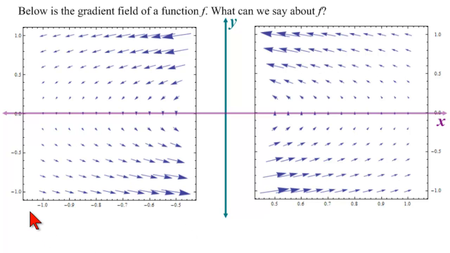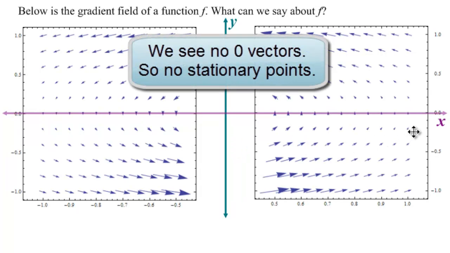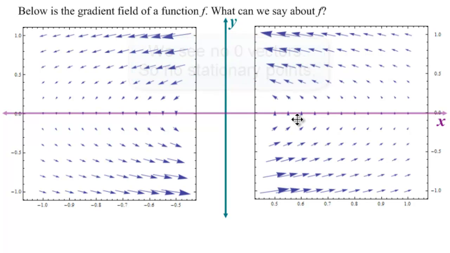This one goes from x equal to minus 1 to x equal to minus 0.5. And this one starts at 0.5 and goes to 1. So we don't have information about the gradient field in here. But we have a lot of information. First thing we notice is there are no places where there are zero vectors. They're small here, but they're not zero. So we have no stationary points. So we have no maximums or minimums.